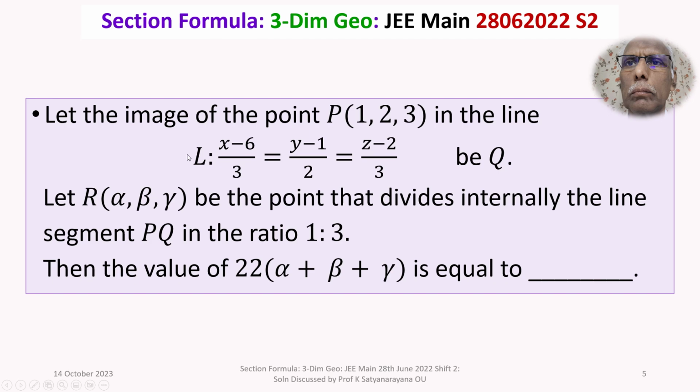We are given a line L. This is the line L. And it is given that the image of the point P with coordinates 1, 2, 3 is Q. And it is further given R, a point with coordinates alpha, beta, gamma, that divides PQ internally in the ratio 1:3. Then we are required to find the value of 22 times (alpha plus beta plus gamma).